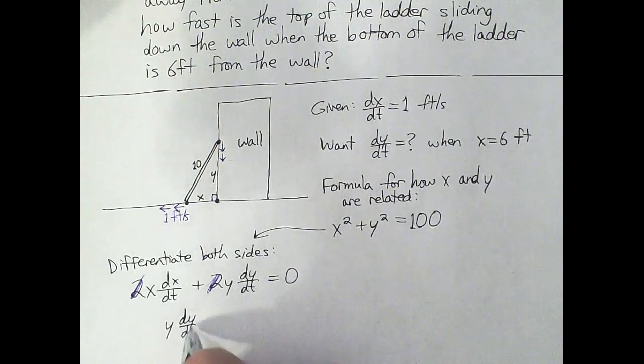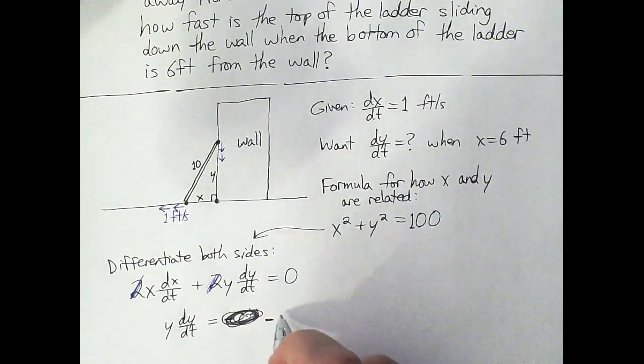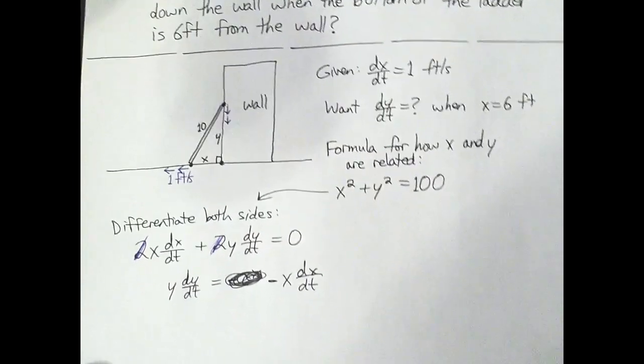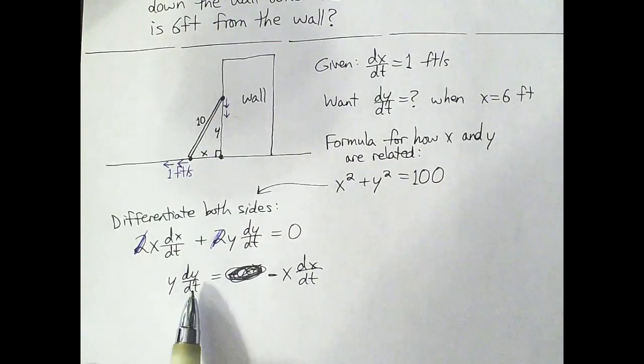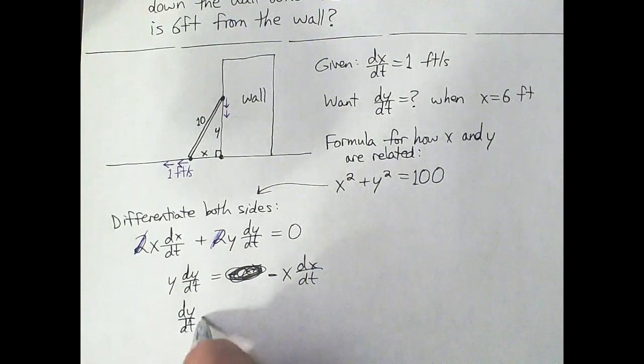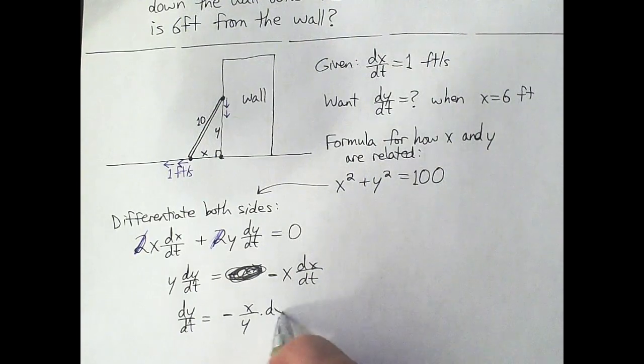Let's get this onto one side of the equation. I made a mess of this. Let's rewrite it. Minus x dx dt. How does that look? We got rid of the 2's and we rearranged a little. We're trying to solve for dy dt, so let's divide both sides by y. So we get negative x over y times dx dt. I haven't plugged in any of the known values yet.